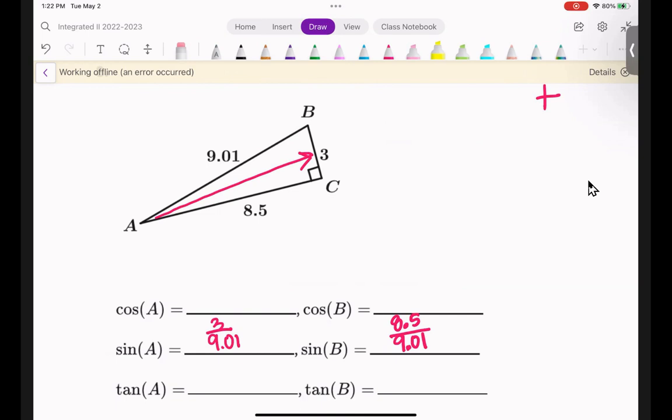All right, what'd you guys get? Cosine of A. So here's what's easy. I already know that these are 9.01. Someone said cosine of A was 8.5 over 9.01, and cosine of B was 3 over 9.01. Did that pattern hold where the person said they're switched? They're switched, right? And that makes sense because, again, this guy's adjacent is that guy's opposite.